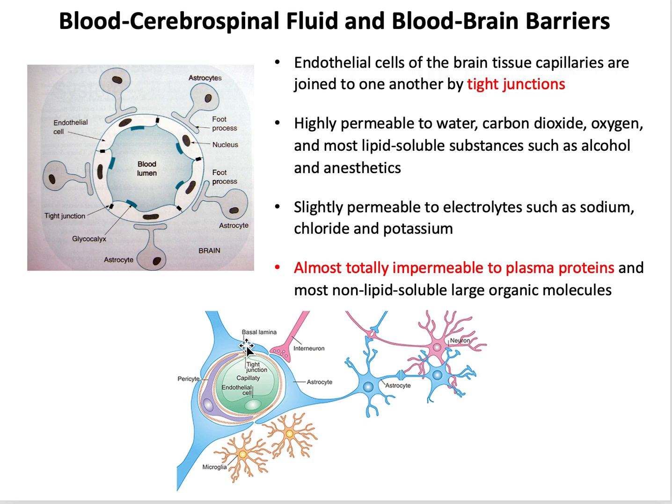And for you, I just want you to be aware of what the major function of the blood-brain barrier is, and it's to very, very tightly regulate the movement of ions and molecules through the cells of the blood-brain barrier. And so the blood-brain barrier is highly permeable to things like water, carbon dioxide, oxygen, and some of the lipid-soluble substances, but it's almost totally impermeable to plasma proteins and cells.